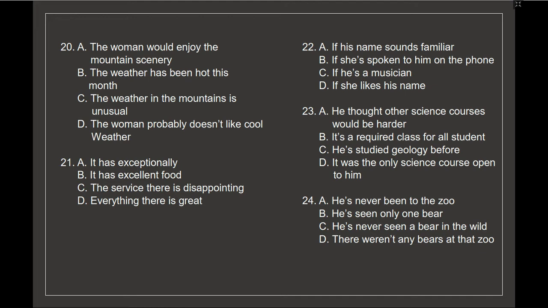Number 22. Does the name John Casey ring a bell for you? John Casey. I can't say that it does. What does the man ask the woman about John Casey?